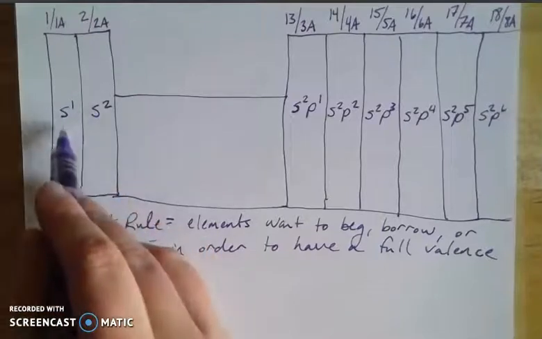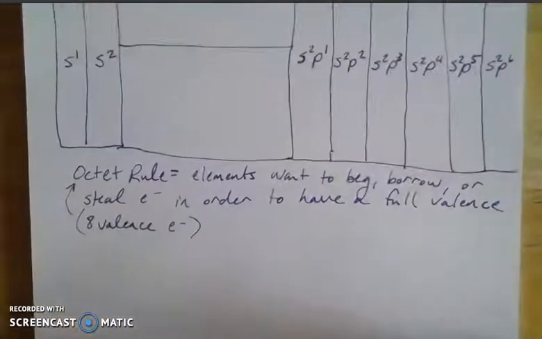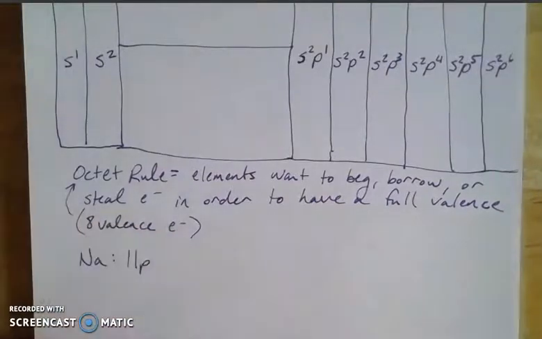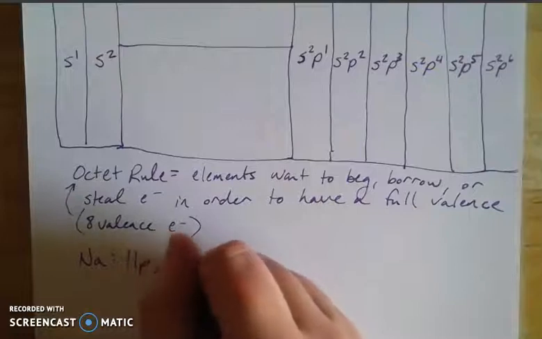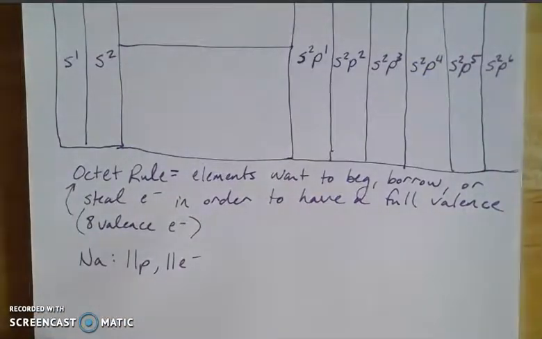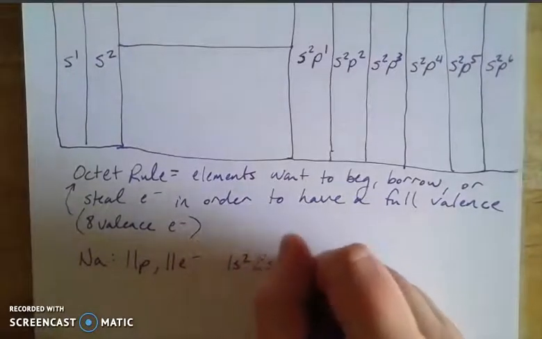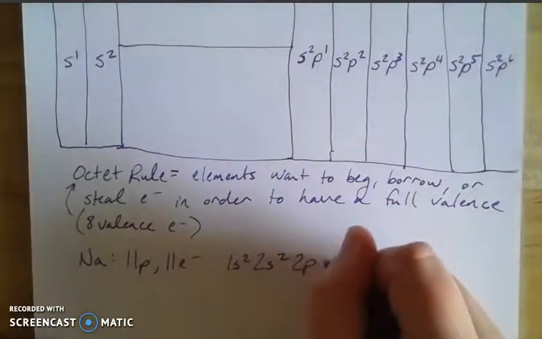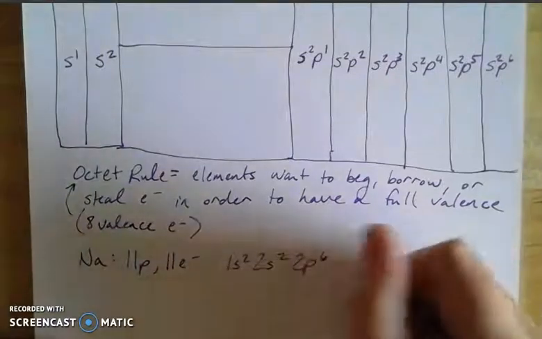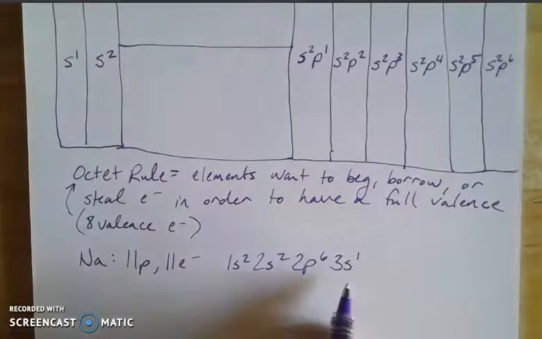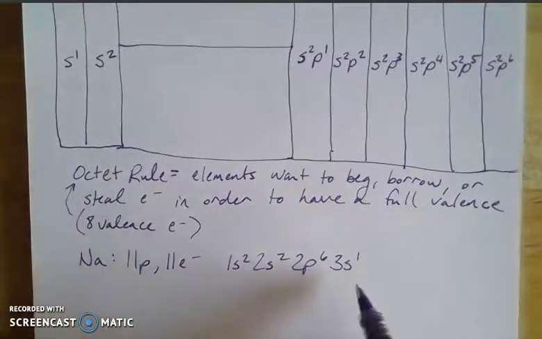If I lose 1 electron, let's take sodium for an example. Sodium has 11 protons, and a neutral atom of sodium has 11 electrons. The electron configuration for that is 1s2, 2s2, 2p6, that accounts for 10, 3s1, right? That 3s1 tells me where it is on the periodic table. It's in the 3rd period. It's in the 1st column in the s block.